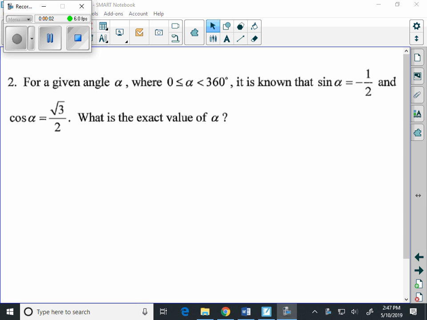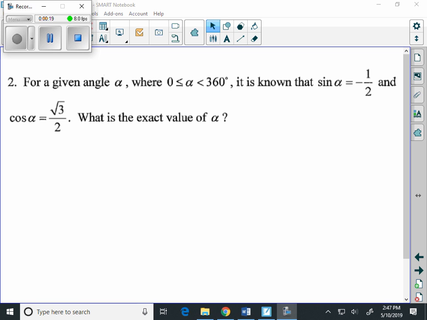For a given angle alpha, where 0 is less than or equal to alpha is less than 360 degrees, it's known that sine of alpha equals negative 1/2, and cosine of alpha equals the square root of 3 over 2. And what is the exact value of alpha?